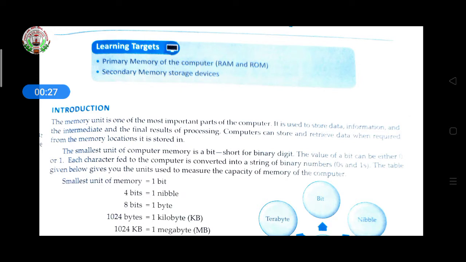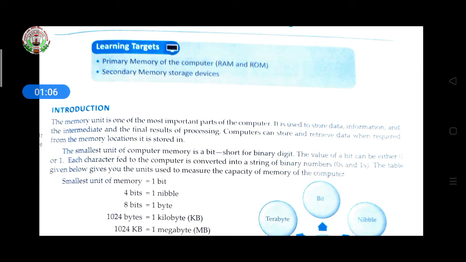The memory unit is one of the most important parts of the computer. It is used to store data, information, and intermediate and the final result of processing. So whatever data you want to store in your computer or in your mobile, with the help of this memory device, you are able to store data, information, intermediate, and the final result. Final result means after processing the instructions, it will show the output, and if you want to store that, it will be stored in a memory device.